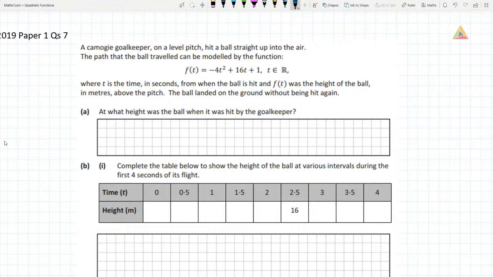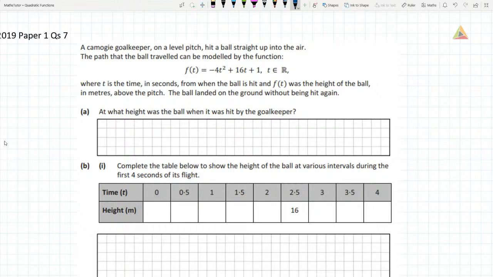So this says a camogie goalkeeper on a level pitch hit a ball straight up into the air. The path that the ball traveled can be modeled by this function: f of t is equal to minus 4t squared plus 16t plus 1, where t is an element of R, t is the time in seconds from when the ball is hit, and f of t was the height of the ball in meters above the pitch. The ball landed on the ground without being hit again.